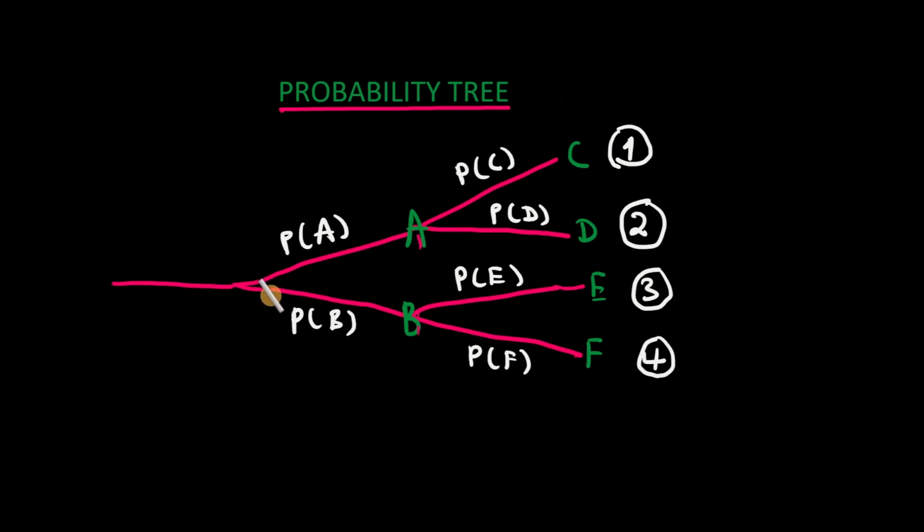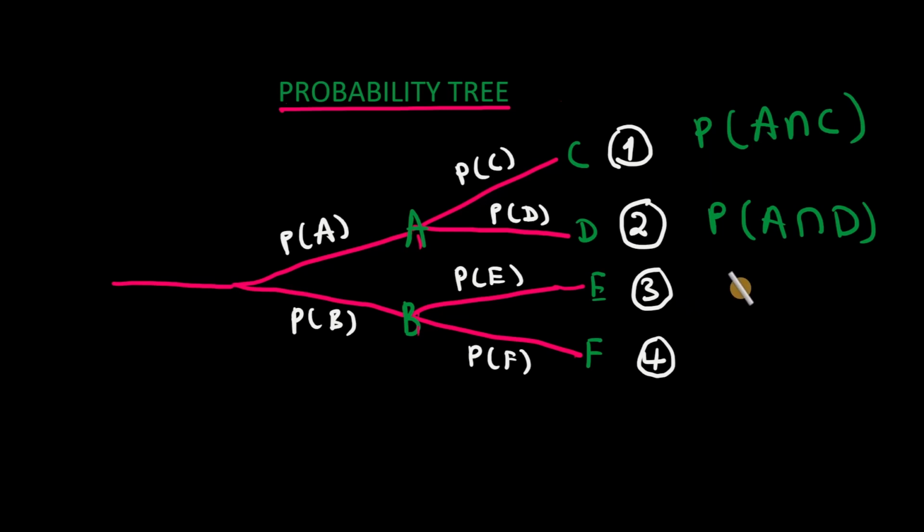You have to know that along a branch, from the start to the end, we talk about an AND, or intersection, of events. So it means along this line, we have the probability of A intersection C. The same along this branch is the probability of A intersection D. Along this branch is the probability of B intersection E. Along this one, we have the probability of B intersection F.